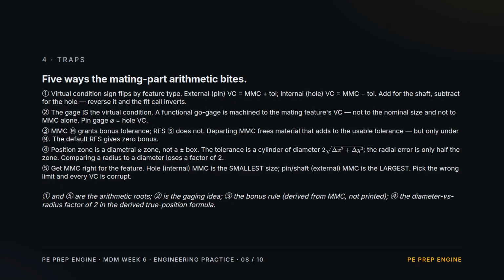Traps: 5 ways the arithmetic bites. 1. The virtual condition sign flips. Add the tolerance for an external feature, subtract it for an internal one. 2. The gauge is the virtual condition. A go gauge pin is machined to the hole's boundary, not its nominal size. 3. Maximum material grants bonus tolerance; regardless of feature size gives none. 4. A position zone is a diameter, not a plus or minus box. The radial error is only half of it. 5. Get maximum material right for the feature: smallest for a hole, largest for a shaft.